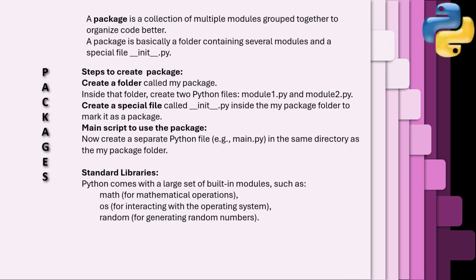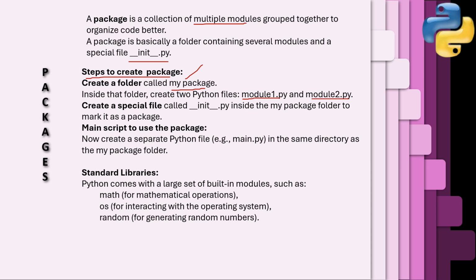A package is a collection of multiple modules grouped together to organize the code better. A package is basically a folder containing several modules and a special file called __init__.py. You can create a package by following these steps. First, create a folder called my_package, or you can use other names also. Inside the package, create an empty file named __init__.py. This file indicates that the my_package folder is a Python package. Place your modules inside the package. Here module1.py and module2.py are the modules.